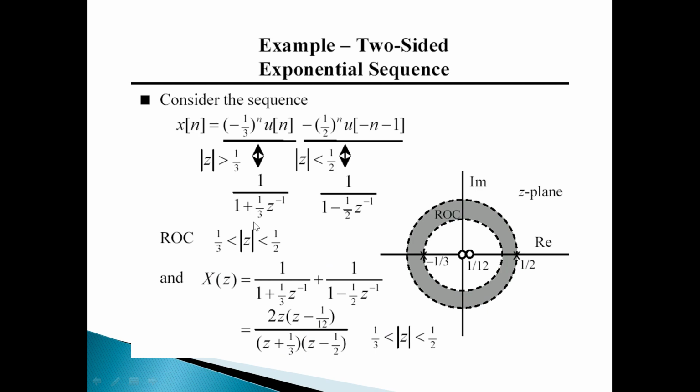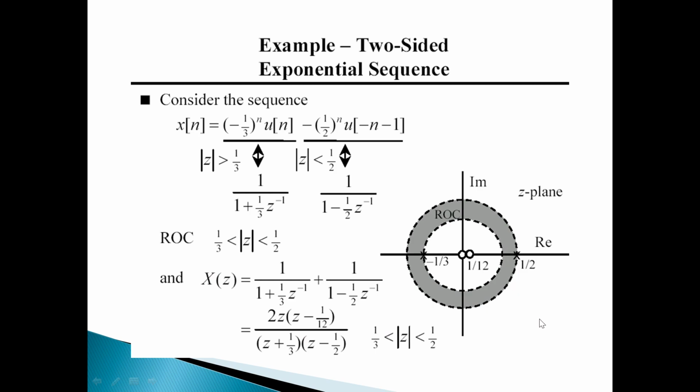But if we talk about the ROC, here ROC is z greater than 1 by 3, that is the exterior of the circle, and here the interior of the circle z less than half. The combined ROC is a big factor here, and that will be equal to 1 by 3 less than mod of z less than half. So the ROC will be this shaded portion, or we can say the ring of the z plane, that is the real and imaginary z plane. ROC is nothing but the ring portion.